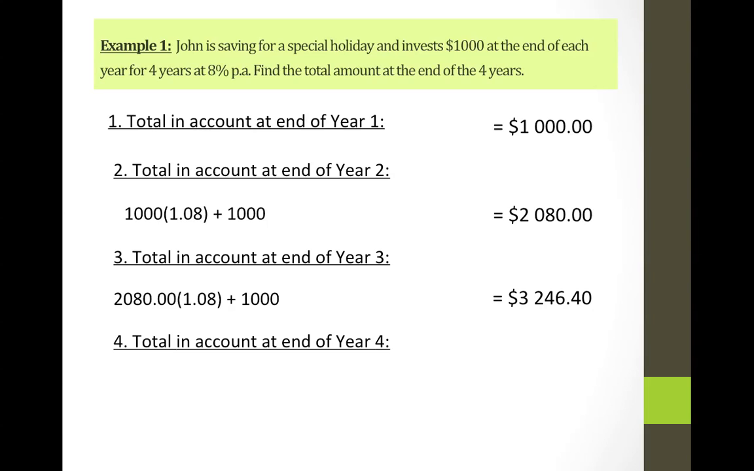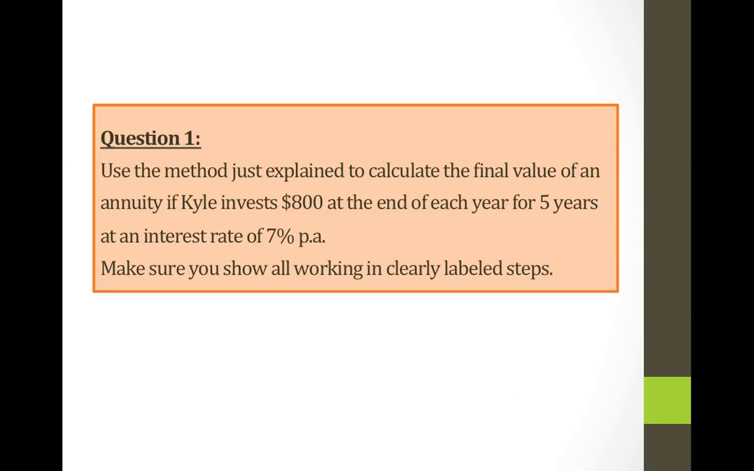$3,246.40. At the end of year 4, John will now have whatever the total at the end of year 3 was, with interest earned in the fourth year, as well as the fourth $1,000. So the total in the account will be $4,506.11. When you use this method, always show clearly with which year you are working and show all working very clearly. You can now pause the video at this stage and do question 1 in your exercise books using the method we have just looked at.